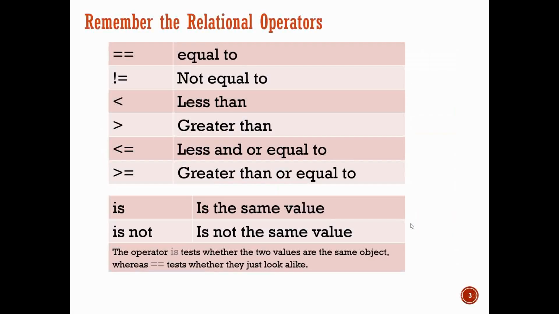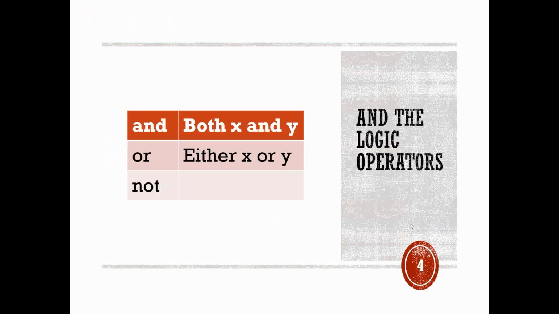called branching. In order to do that, we need to refresh our memories on these relational operators: less than, greater than, or equal to, and the two at the top, equal to, the dual equal signs, and not equal to, which is exclamation point equal to. And we also need to refresh our memory on the logic operators and, or, and not. These are going to be very critical to the branching structure.